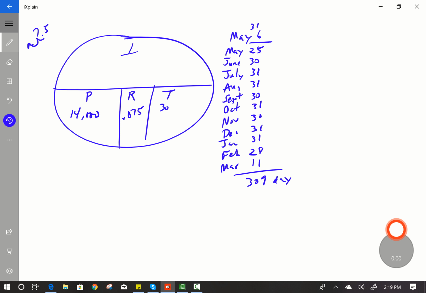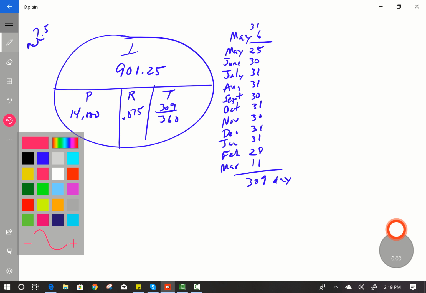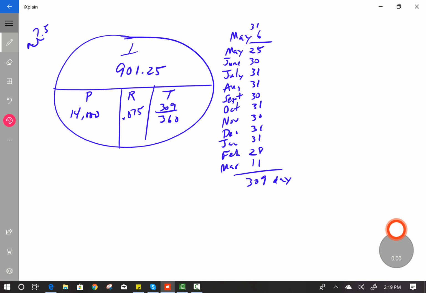So it's 309 over 360 since it's ordinary interest. 14,000 times 0.075 times 309 divided by 360 gives you interest of 901.25. Then all you do is add your principal plus your interest to give you your maturity value of $14,901.25.